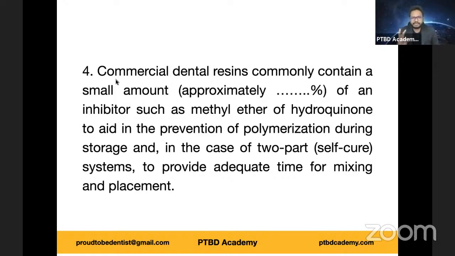So commercial dental resins commonly contain a small amount, approximately dash, of an inhibitor such as methyl ether of hydroquinone to aid in prevention of polymerization during storage, and in case of two-part or self-cured systems, to provide adequate time for mixing and placement.